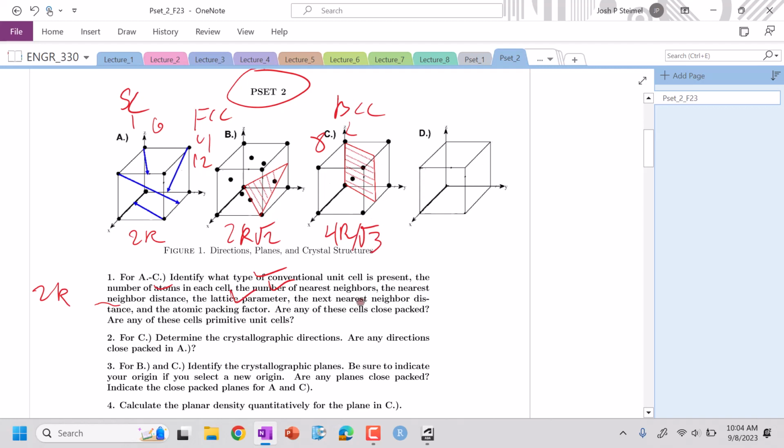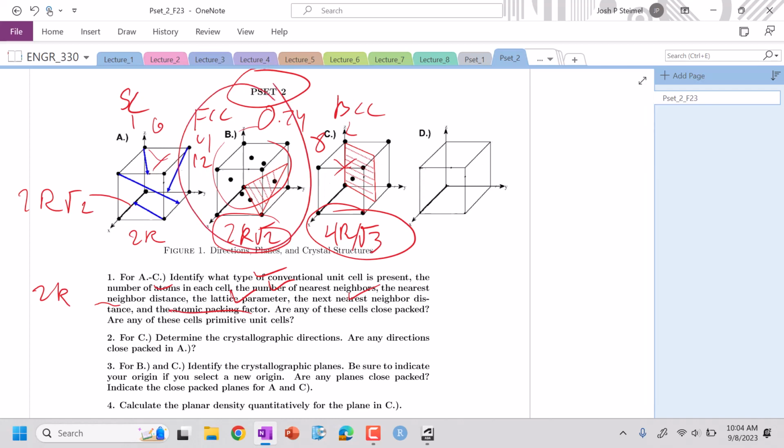Tick. Next nearest neighbor distance, for simple cubic, it's going to be 2r root 2. For the other ones, it's this. Atomic packing factor, we know that this is our 0.74 and these are not 0.74. And I'm expecting you to calculate those, and you've seen those in our video as well. Are any of the cells close packed? Yes, FCC is close packed. Are any of these cells primitive unit cells? Yes, simple cubic. There you go.